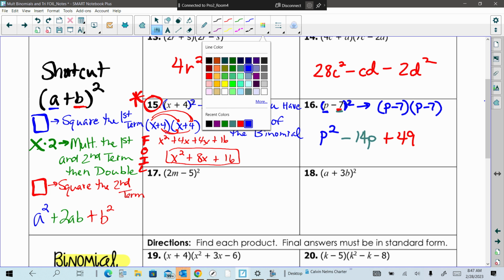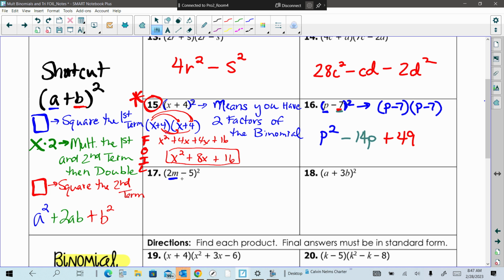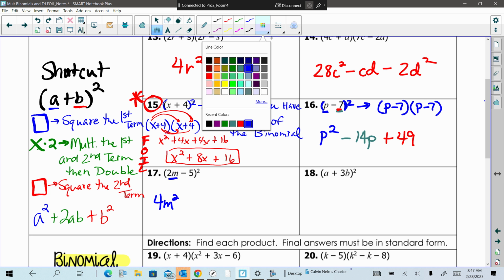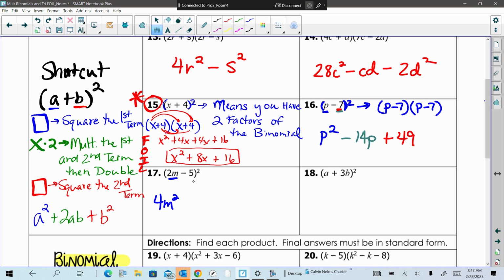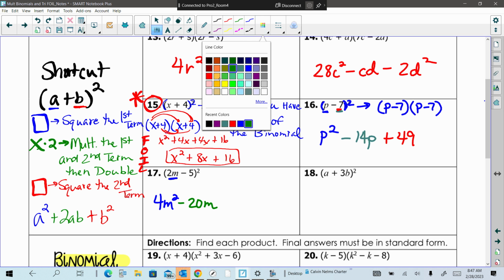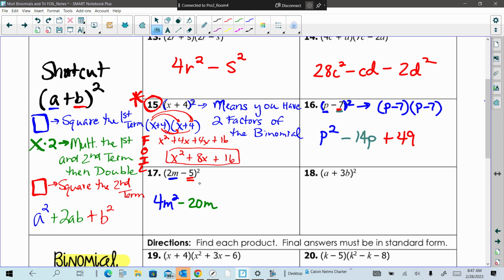So here it is on 17. If I square 2m squared, that becomes 4m squared, because you got to square the number and the letter. Then if I take these two terms and double them, multiply them together, 2m times minus 5 is a negative 10. But if I double it, it becomes a negative 20m. Now the last thing I just need to do is square the last term. If I square that, it becomes positive 25. And there's our answer.